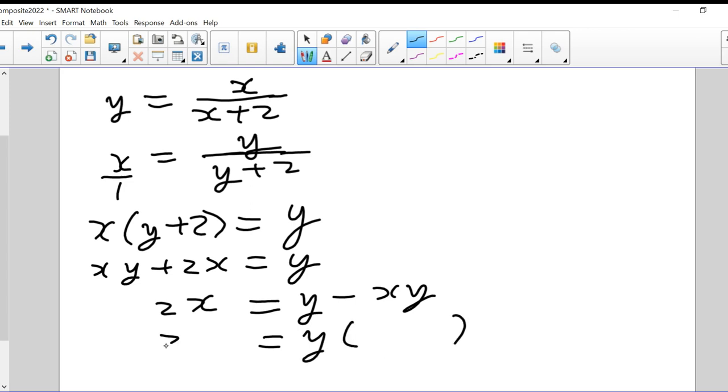And what's left when I factor out that y? Not just Jeremy now, folks. I'm expecting full participation from everybody. When I factor out that y, what am I left with? Right, 1 minus x. Well done.